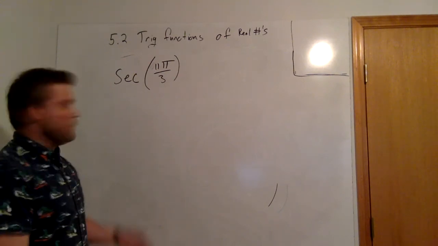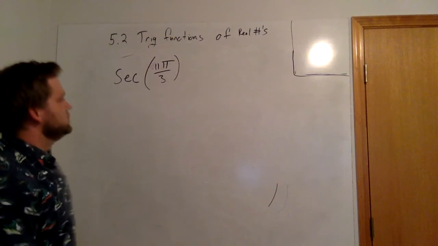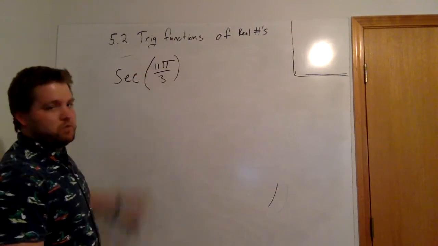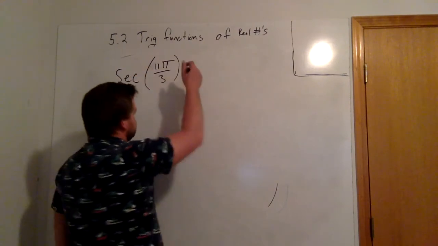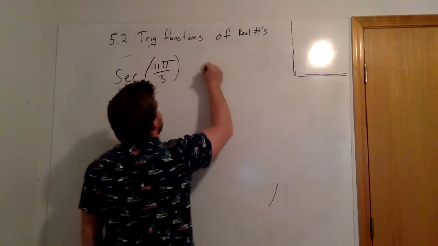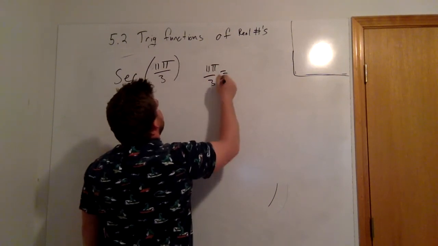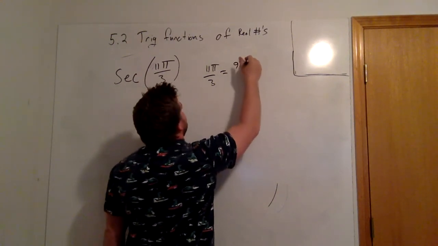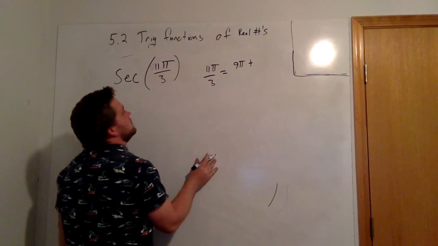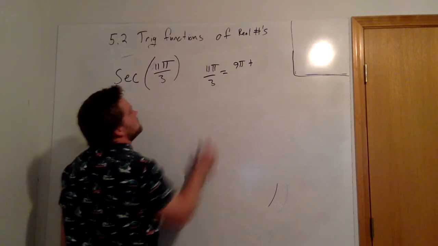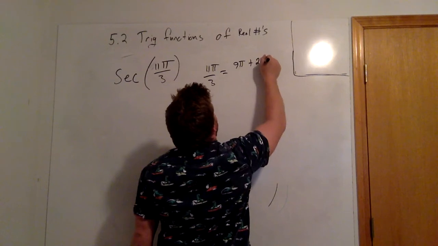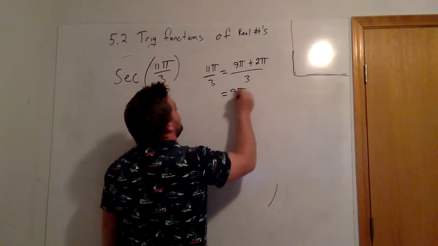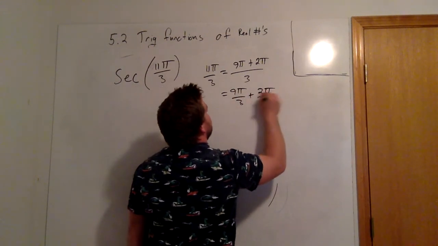So what are we going to do first? We're going to figure out where we are on the unit circle. So notice here that this is bigger than 2 pi. 3 goes into 11 more than 2 times. So what I'm going to do here is write this 11 pi over 3. Let's see, 3 goes into 11 3 times. 3 times 3 is 9, so this is the same thing as 9 pi plus an extra 2 pi, all over 3. Or this will be 9 pi over 3 plus 2 pi over 3.